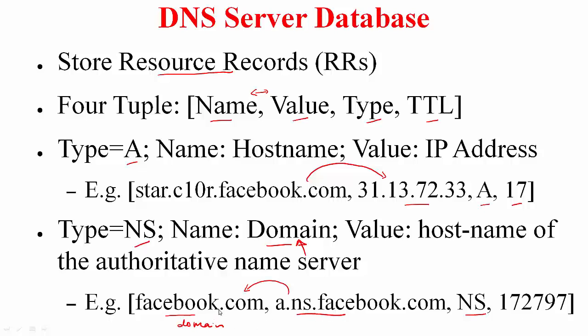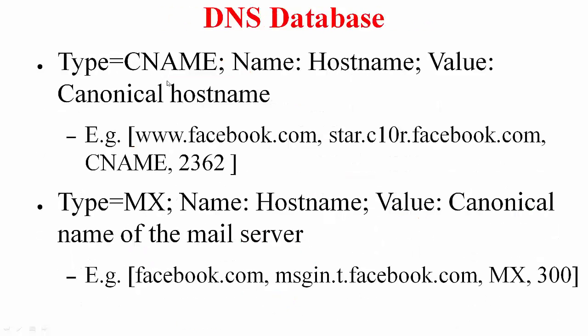this is the authoritative DNS server that resolves host names that are part of this particular domain. The type CNAME helps in host aliasing, where in this case the name refers to the host name and the value is the canonical name. So for example, when you advertise www.facebook.com, internally this maps to this particular host name. This entry is recorded as a CNAME entry.